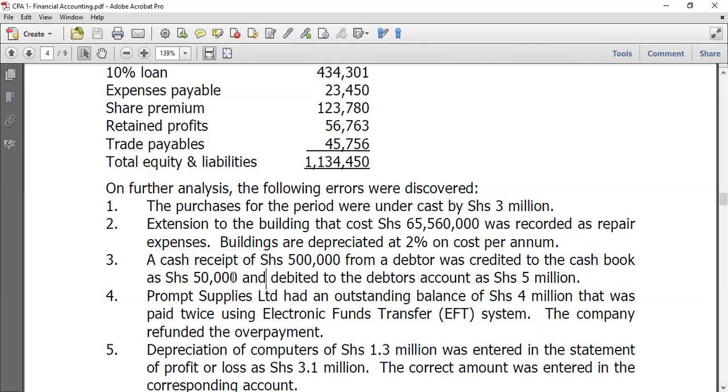So I'm going to remove this 50,000 from the credit side of the cash book because it's not supposed to be on the credit side of the cash book, but rather it should be on the debit side. So I'm going to remove it from the credit side and put it in the right side, okay? So what I'm going to basically do is I'll come to my journal here.